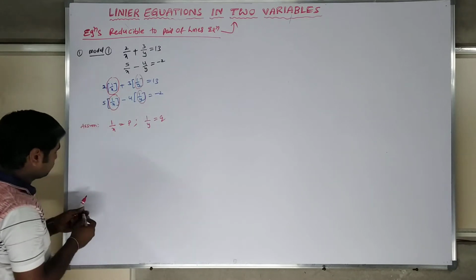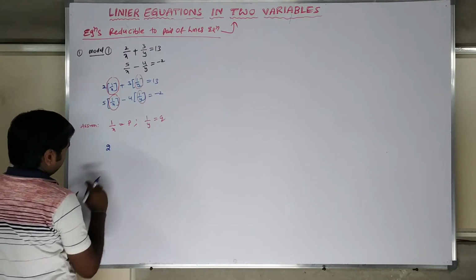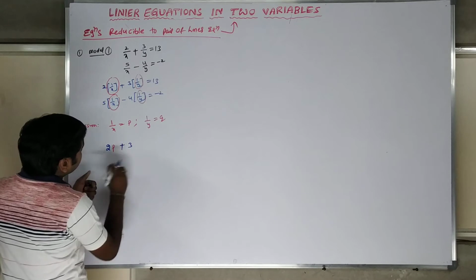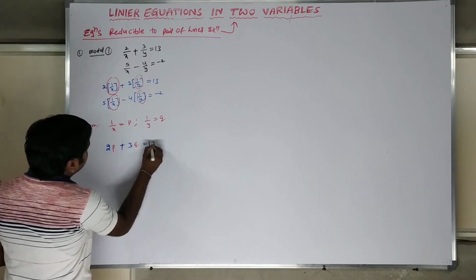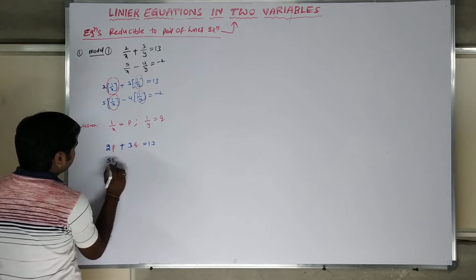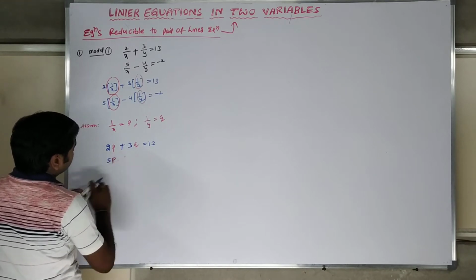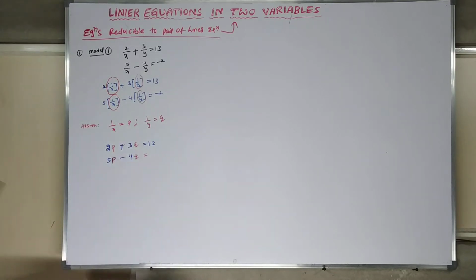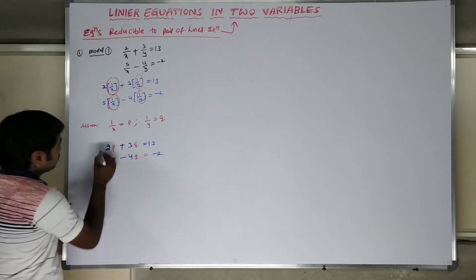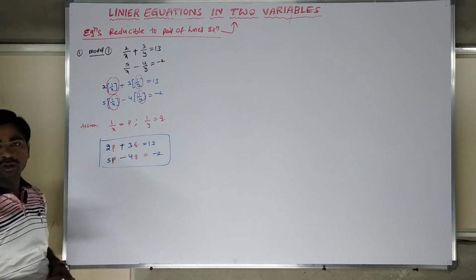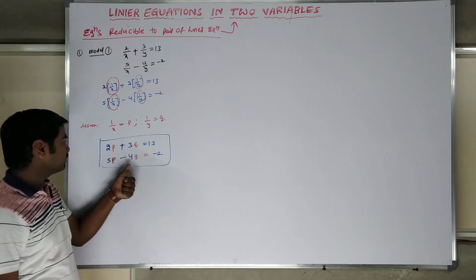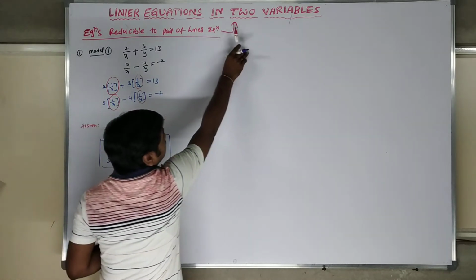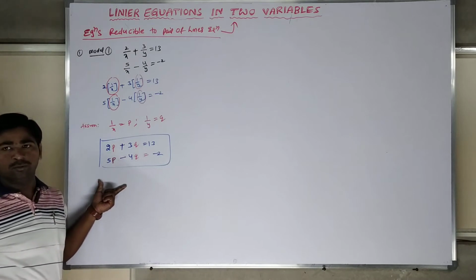Please substitute here. What I have to do: 2 into p, that is 2p, plus 3 into q is equal to 13. 5 into p minus 4 into q is equal to minus 2. So this new model of equations is now looking so simple: 2p plus 3q is equal to 13, 5p minus 4q is equal to minus 2. Now these are two equations in two variables, a pair of linear equations in two variables. Now we can solve these equations.